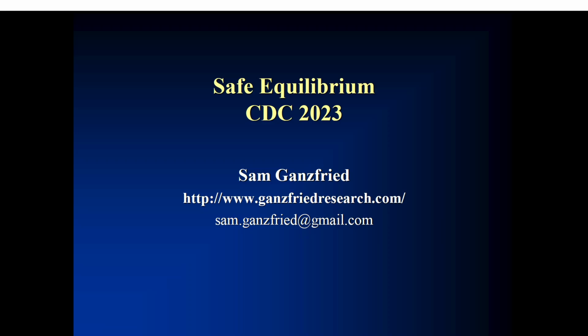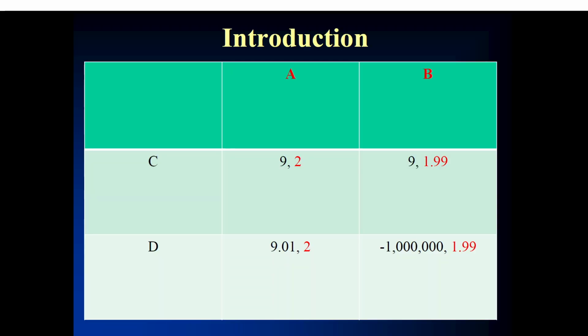I'll be presenting on safe equilibrium. So I'm going to start with a motivating example. Here we have the row player can choose actions C or D, the column player can choose actions A or B. Now we can see for the row player, if they choose C, they're going to get a payoff of 9 regardless. If they choose D, they could get 9.01 if the column player chooses A, but they would get a really bad score, -1 million, if the column player chooses B.